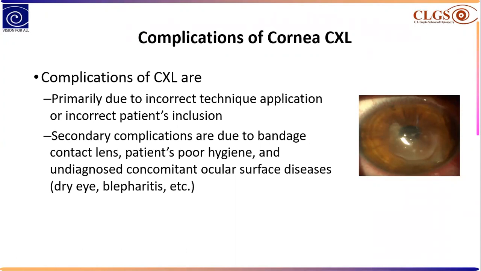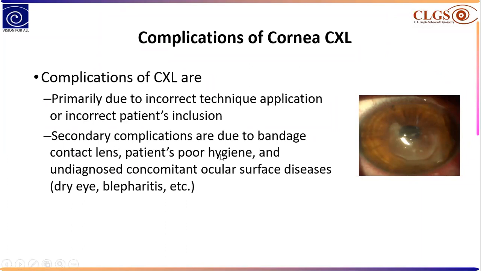UV radiation intensity. Someone who has used a very high intensity like 40 milliwatt per centimeter square or 50 milliwatt per centimeter square could be very damaging for the endothelium, also for the crystalline lens. So it is primarily due to incorrect technique application or incorrect patient inclusion. If you have included someone having corneal thickness less than 400, that can also cause complications. So this is the primary complication.